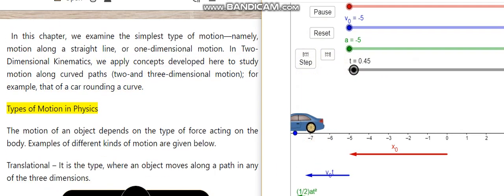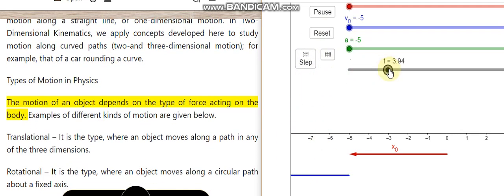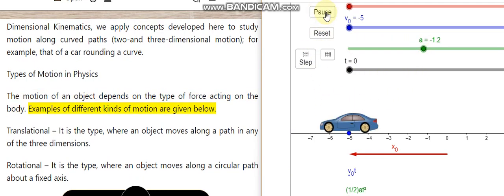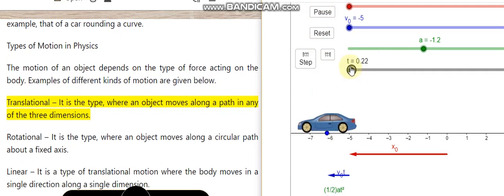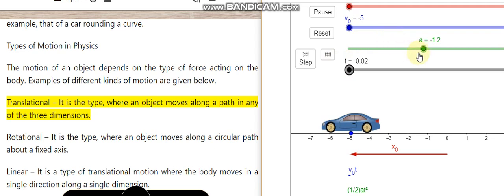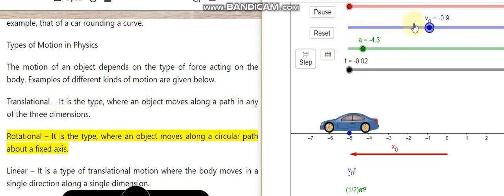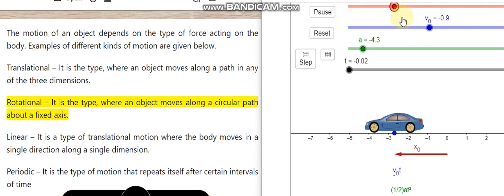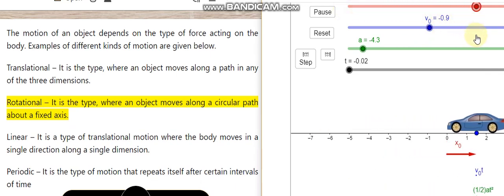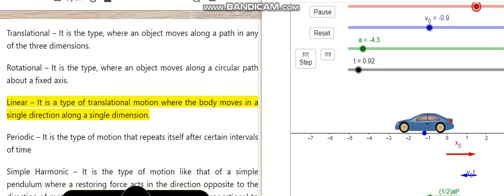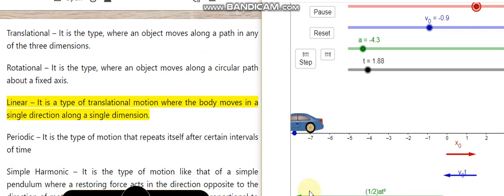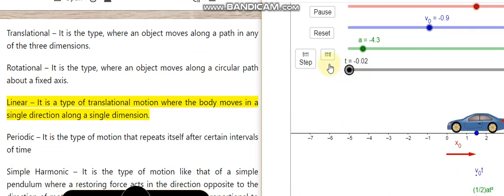Types of motion in physics. The motion of an object depends on the type of force acting on the body. Examples of different kinds of motion are given below. Translational. It is the type where an object moves along a path in any of the three dimensions. Rotational. It is the type where an object moves along a circular path about a fixed axis. Linear. It is a type of translational motion where the body moves in a single direction along a single dimension.